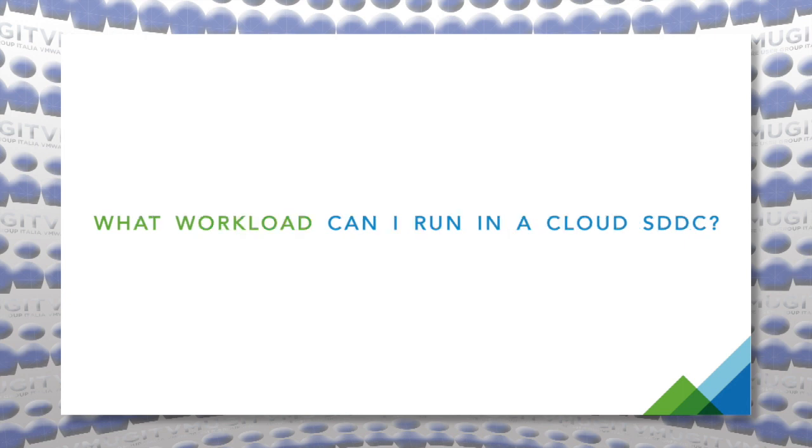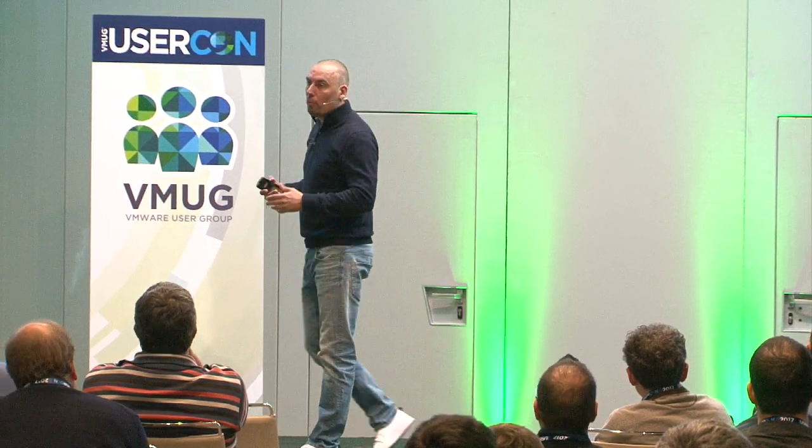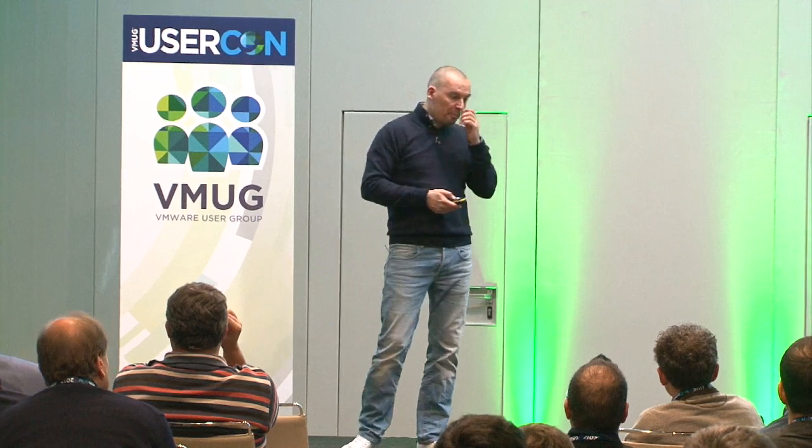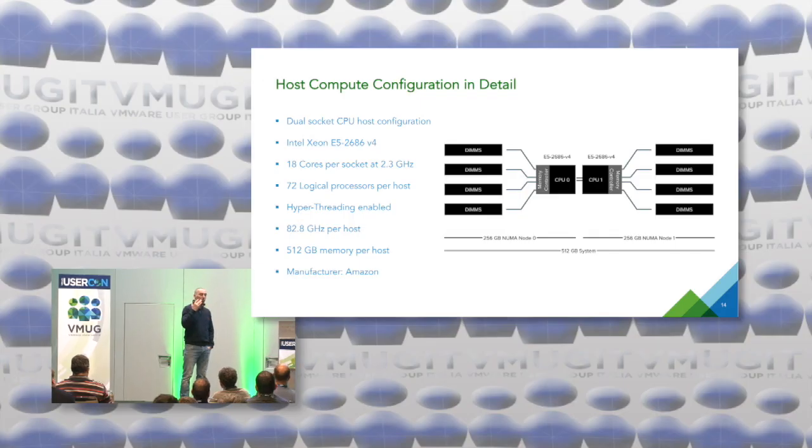So one of the questions I always get is, okay, so it's cool, Amazon workload, but what workload can I run? It's still cloud, so it's not as good as my data center that I run on-prem. Well, we start off with 4 physical hosts that are only available to you. So every cloud SDDC has hardware resources for you only. You don't share it with any other customer. And this is an overview of the compute specs.